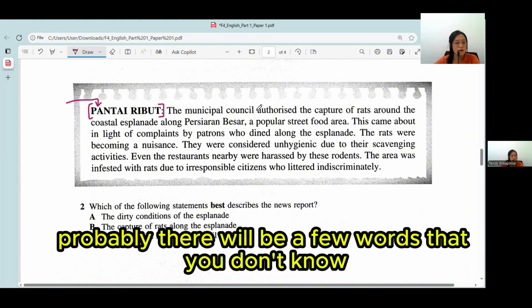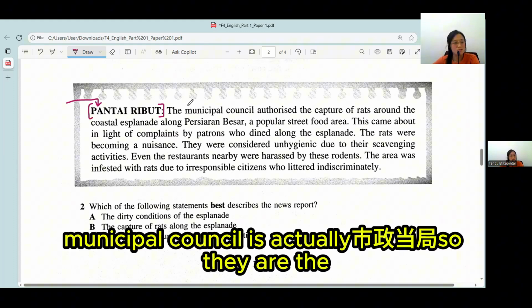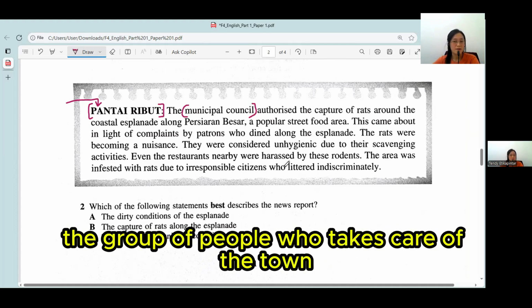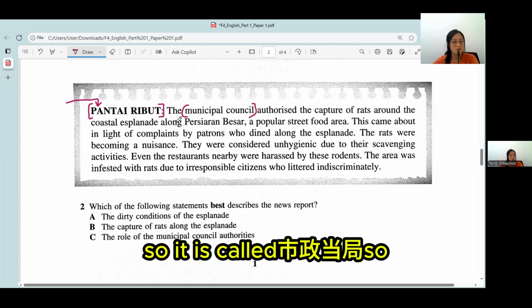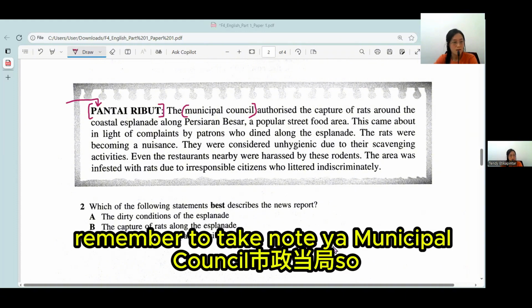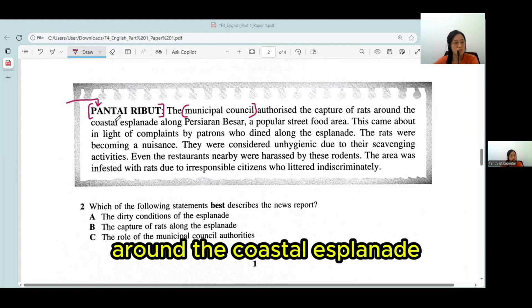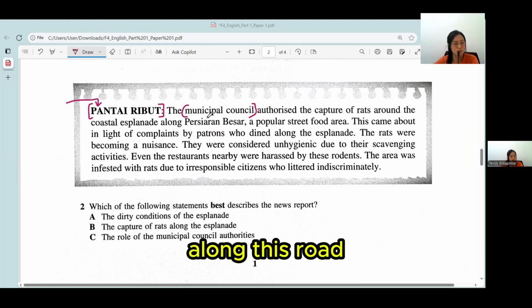Probably there will be a few words that you don't know. No worries, let me explain to you. Municipal council is actually 市政当局. They are the group of people who take care of the town, for example. Let me write down the meaning here. Remember to take note: municipal council, 市政当局. They authorized the capture of rats around the coastal esplanade along this route, Persiaran Besar.